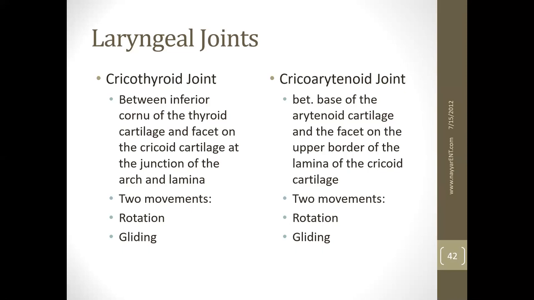Then the cricoarytenoid joint is between the base of the arytenoid cartilage and the facet of the upper border of the lamina of the cricoid cartilage. Its functions are also rotation and gliding. These two joints are very important because all the muscular attachments of the larynx help to cause the movement of these joints, either when you're protecting the airway, or when you're phonating, speaking, or when you're breathing.